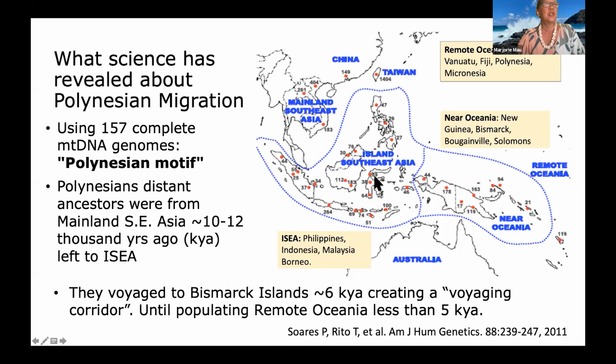They voyaged to near Oceania, to the Bismarck Islands about 6,000 years ago, creating a voyaging corridor until populating remote Oceania less than 5,000 years ago. So remote Oceania would include Polynesia, which I'm including Hawaii in, as well as Micronesia, Melanesia, Fiji, and Vanuatu.